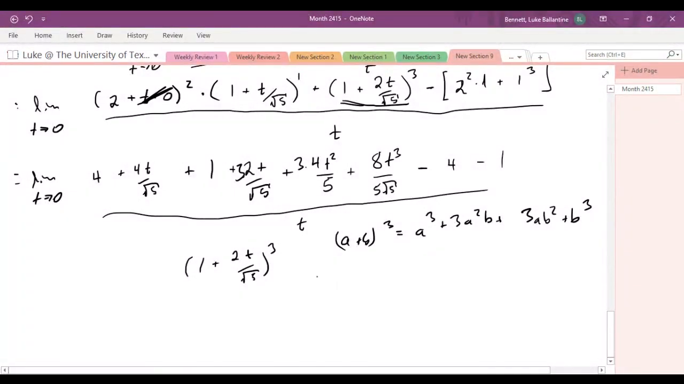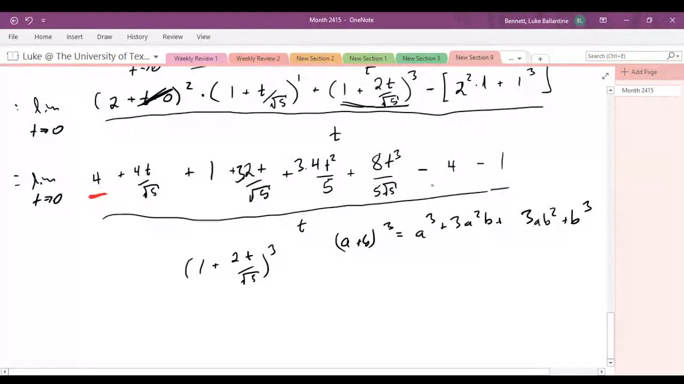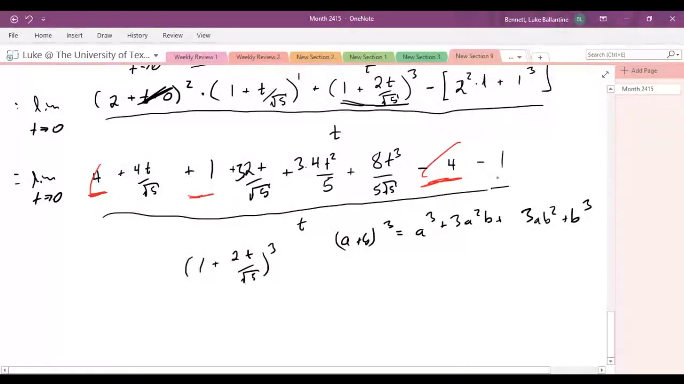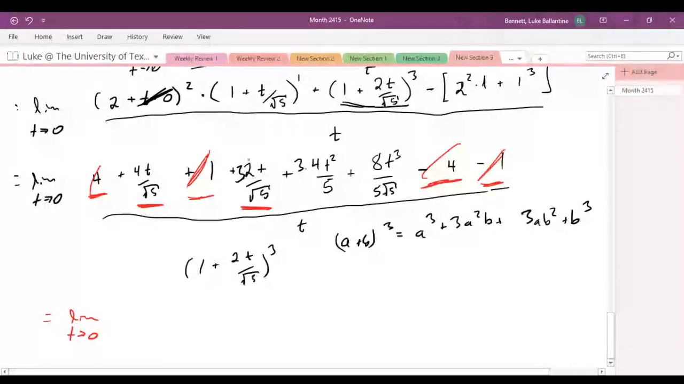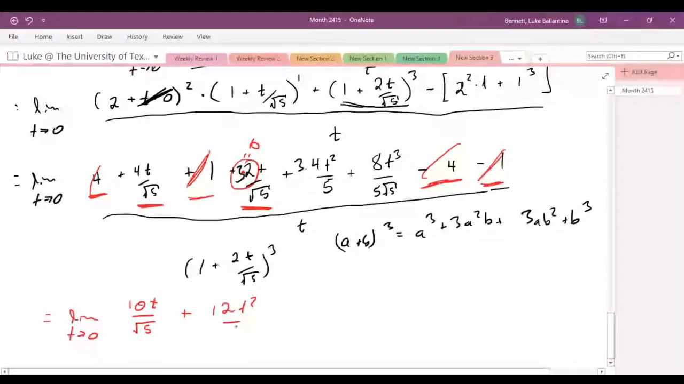Okay. So, good news, stuff cancels. We have this 4 and negative 4 cancel. We have positive 1 and negative 1, those cancel. And then we have the limit as t approaches 0. These have the same denominator right here, and this is 3 times 2, which is 6. So we have 4 plus 6t over square root of 5, so that's 10t over square root of 5, plus 12t squared over 5 plus 8t cubed over 5 square roots of 5, divided by t.